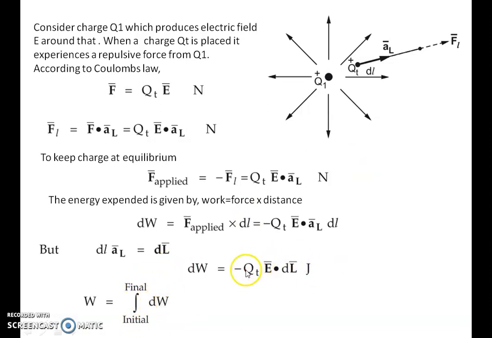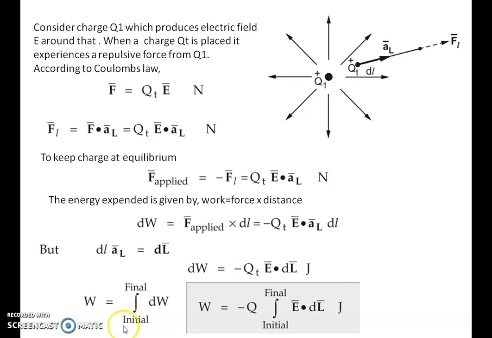So what is dW? dW is minus Qt into E dot dl. So the expression for work done is W equal to minus Q times the integration from initial position to final position of E dot dl. So this is the expression for work done. So what is work done? Work done is the energy expended to move a charge from one point to another point. Force, Q into E, into the distance traveled, will be the work done.